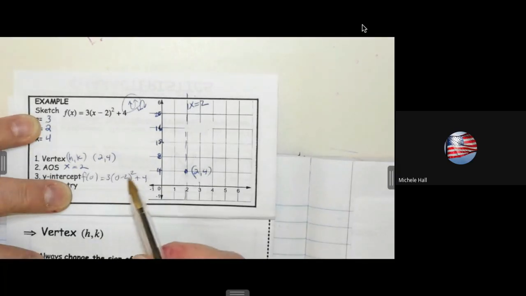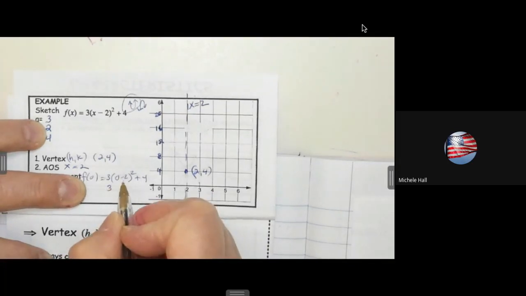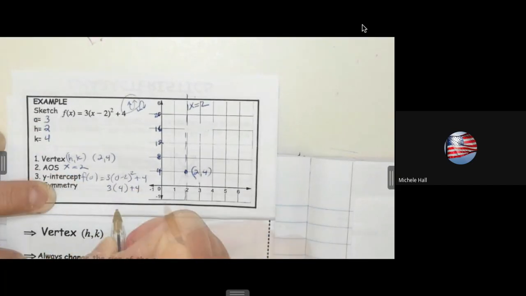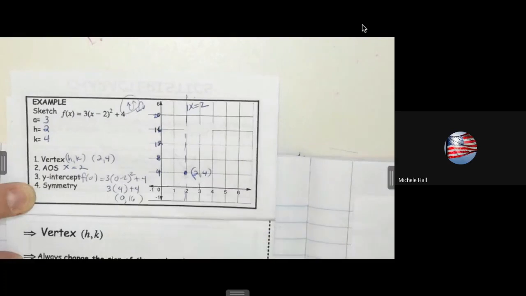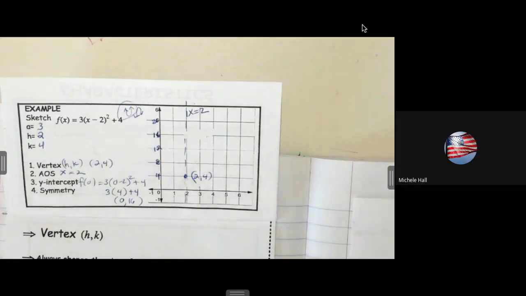Negative 2 squared is 4. No, what's negative 2 times negative 2? 3 times 4 plus 4. So it's 16. So when x was 0, we found the y-intercept was 16. So you can only use C when it's in standard form. If it's not in standard form, you need to substitute in 0 to find the y-intercept.